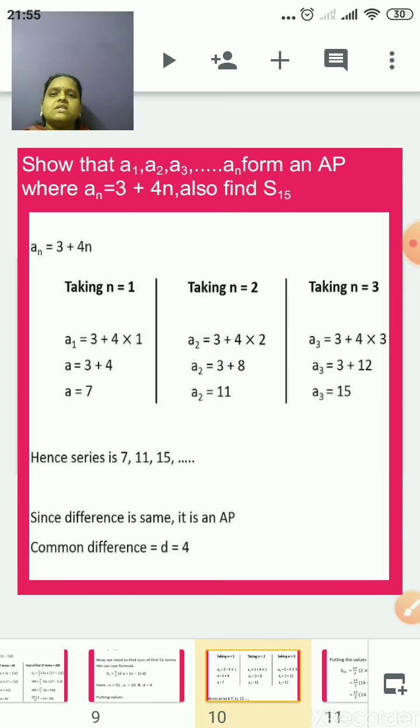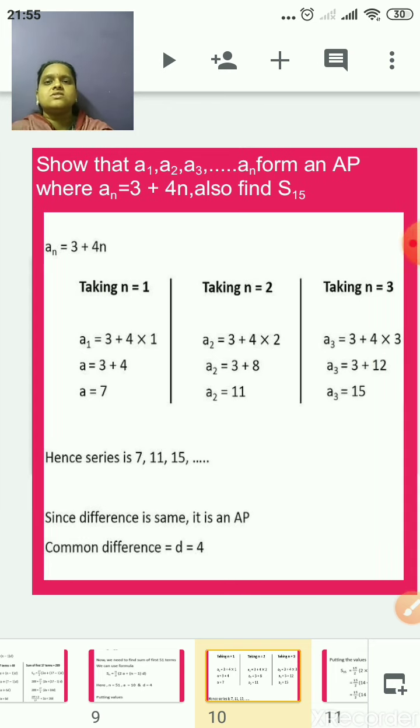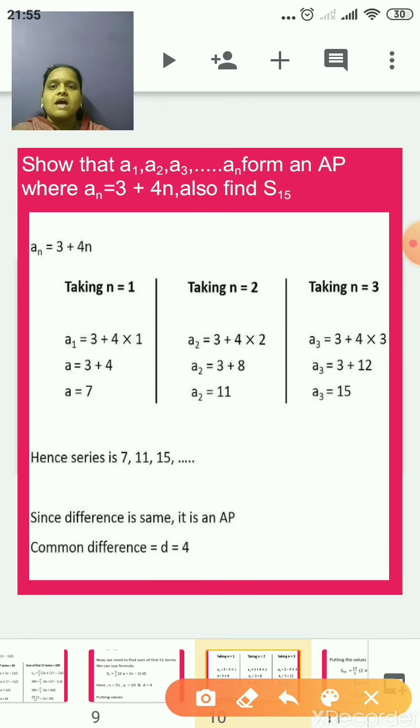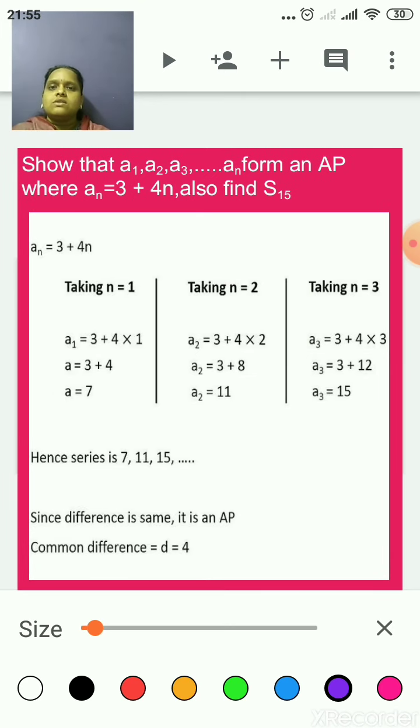Now let us see the next one. Show that A1, A2, A3 till An form an AP. This is just a general form. A1, A2, A3 are the terms of an AP. Now the general form of the nth term is given here as an equal to 3 plus 4n. Can you see over here? By using that we want to find the S15 value. So how to find S15? For that we require the number of terms in the sequence.